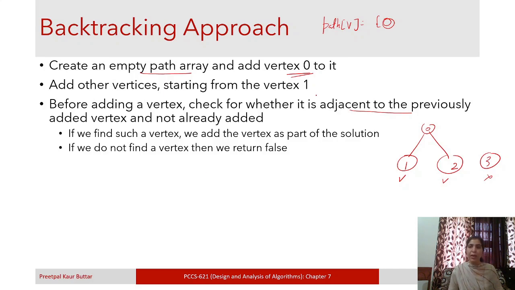This is the one condition, right? Because there must be a path. And the second condition is the vertex should not be already added. If the vertex is already added, it means you are repeating the path. But the constraint in Hamiltonian cycles is that no vertex is repeating. So if we are able to find such a vertex, then we will add that vertex as part of the solution like this. But if we do not find a vertex, then we will backtrack. And after complete search of the state space, if we do not find any Hamiltonian path which satisfies the constraint that no vertices should be repeating, then the algorithm will return false.